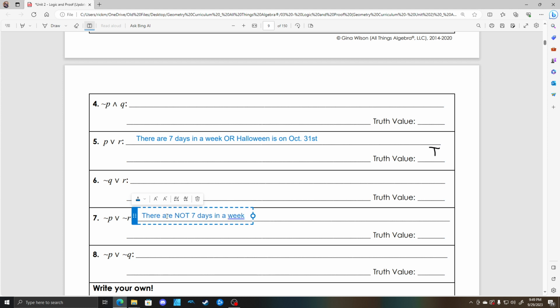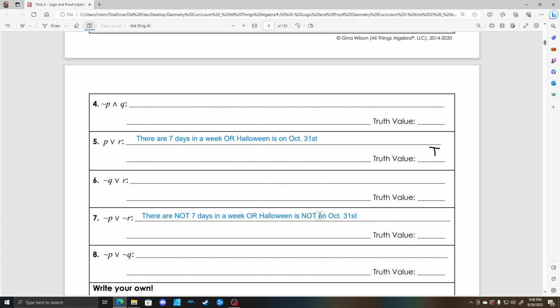And then this is an or question, right? So or Halloween. Oh, forgot the L. Whoops. Halloween is not on October 31st. Now, you'll notice that what we did was we had the negation of P and the negation of R, and it was an or, right? So there are not 7 days in a week, or Halloween is not on October 31st.